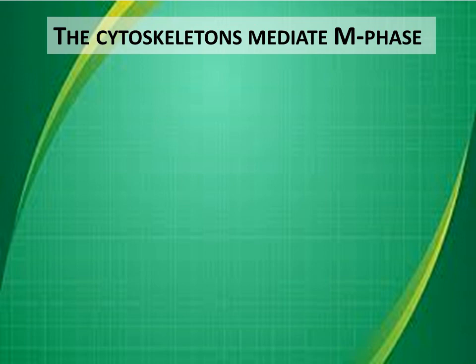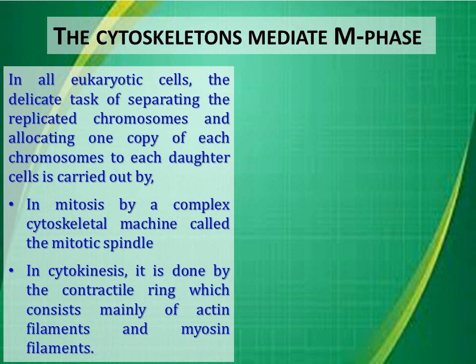The cytoskeletons mediate M phase. After the condensation, two separate cytoskeletal structures are assembled in sequence to carry out the two mechanical processes that occur in M phase, nuclear division and cytokinesis. Both structures are rapidly disassembled after they have performed their tasks.